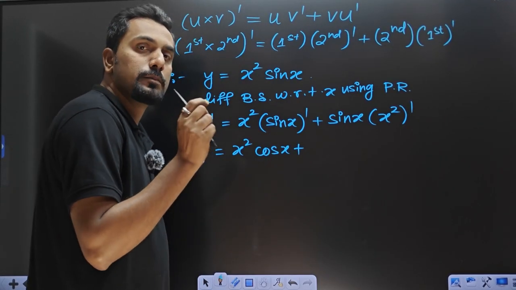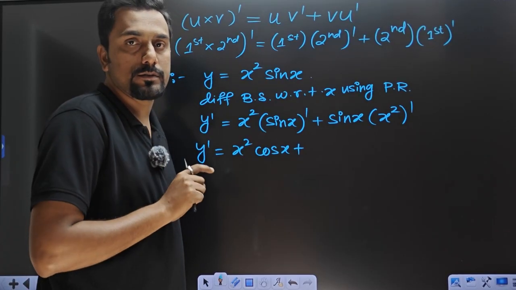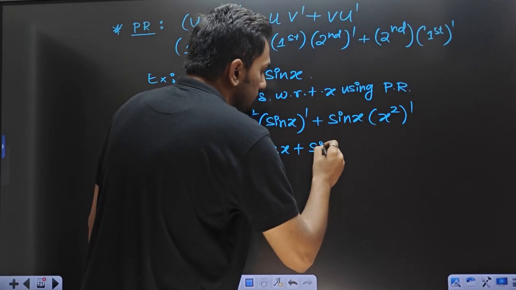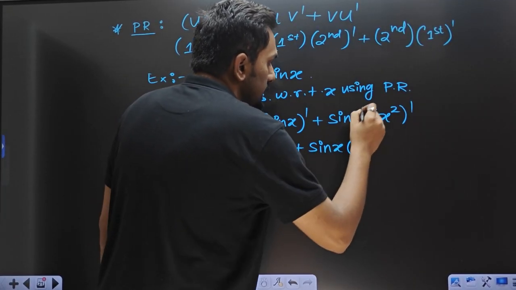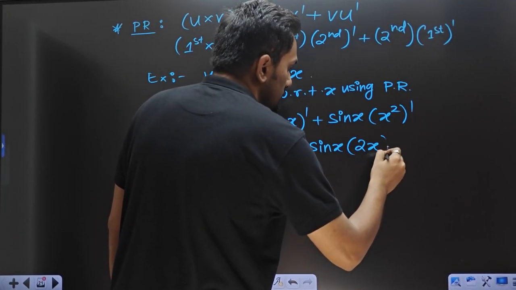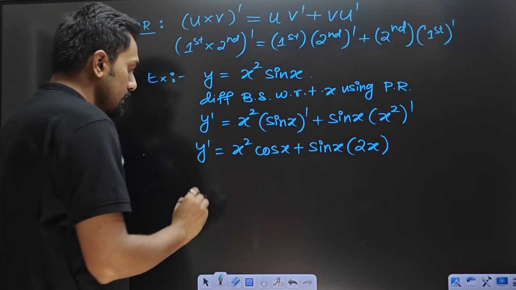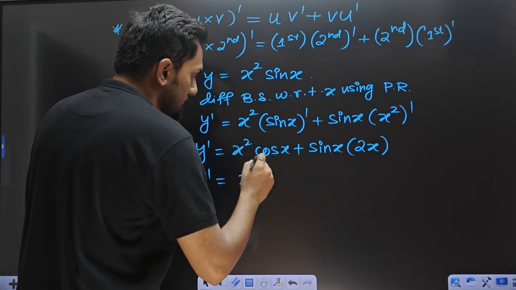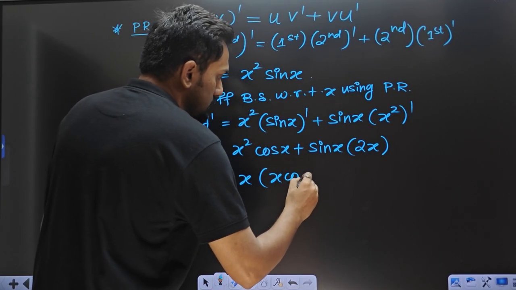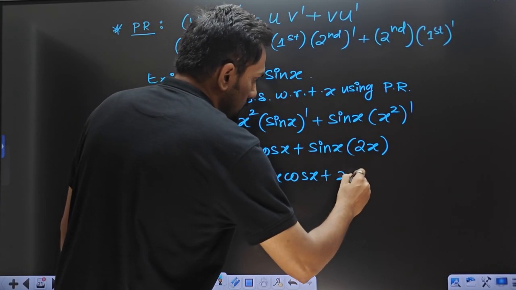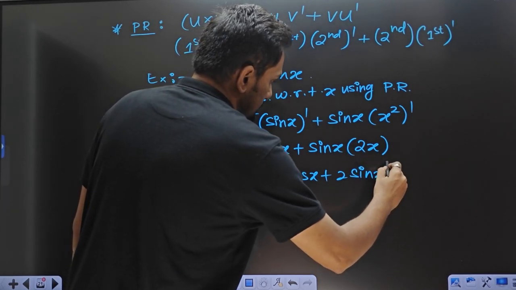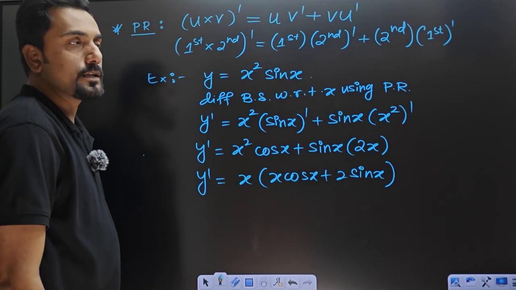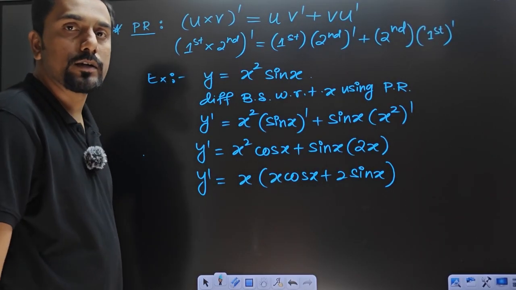For this we should remember the 13 standard derivatives. Okay, then sin x multiplied by derivative of x square is 2x. At the end you can take x as a common term, then this becomes x cos x plus 2 sin x. This is what the product rule is.